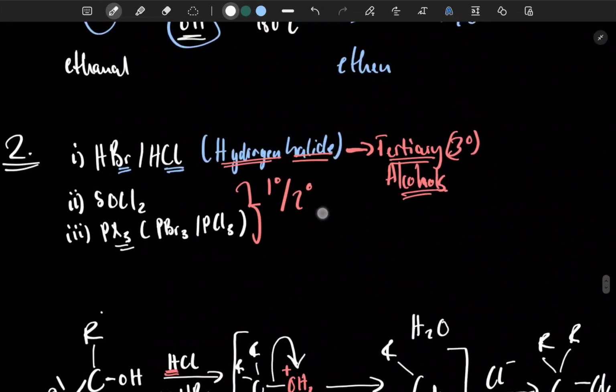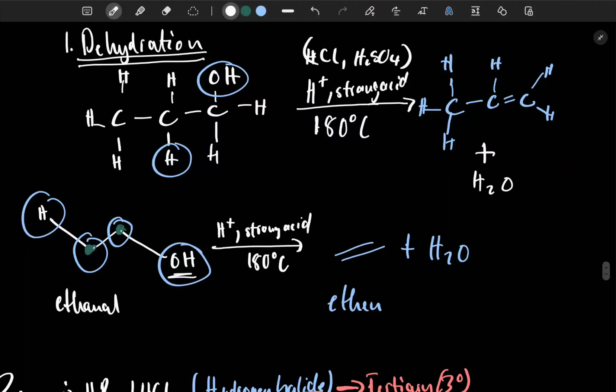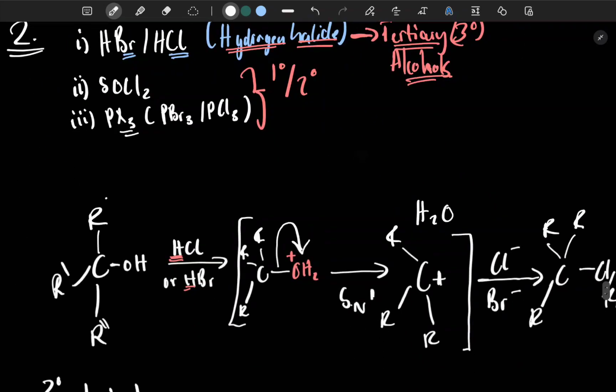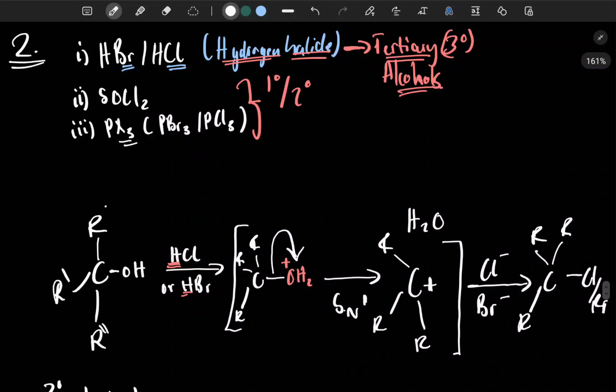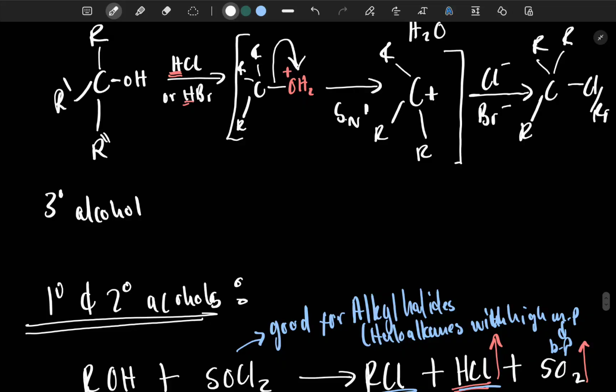So what did we see so far? We saw dehydration, in which we add a concentrated strong acid. We heat it, and OH and H go. Then we saw that we have 3 reagents, HBr, SOCl2, and PX3. These are great. They turn our alcohol back to a haloalkane.